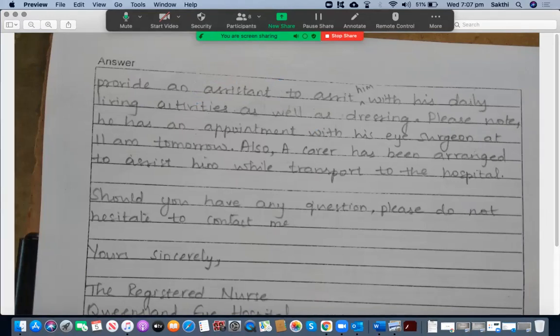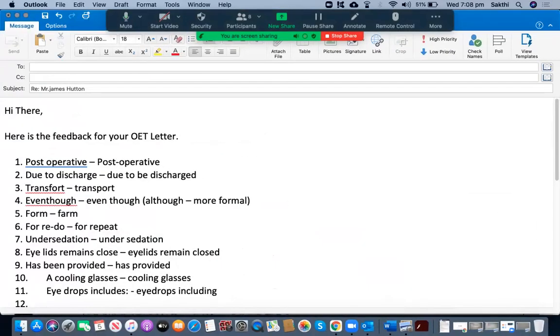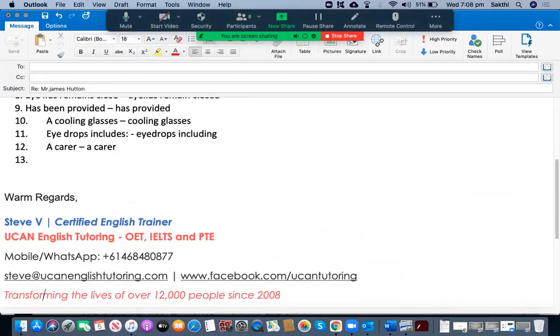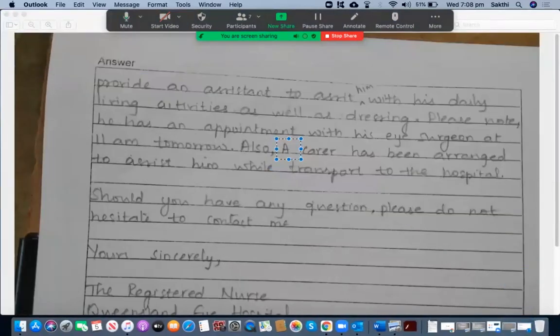All right. Please note he has an appointment with his eye surgeon at 11 a.m. tomorrow. Also a carer, capital A. That's wrong. I don't know why you have used capital A. Wrong. Don't use the capital letters unnecessarily. They affect your score like anything. And you know one thing, in British English, whenever you write a letter to someone with a capital letter, it means you are very angry. I mean, unnecessarily. If you use something like, for example, carer, like CARER, in capital letters, then it means you are very aggressive or you are very angry, right?